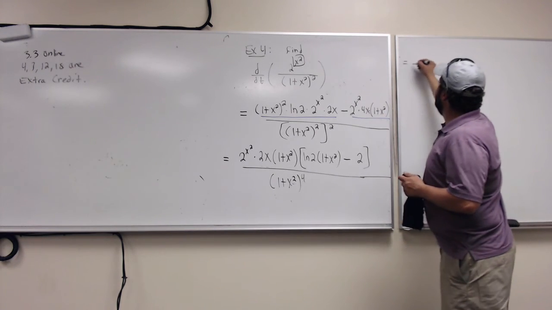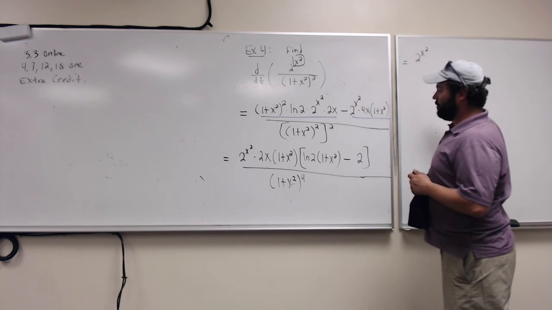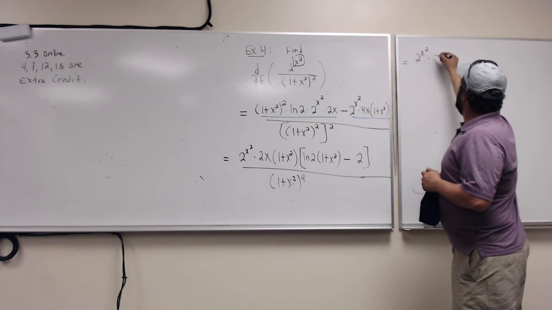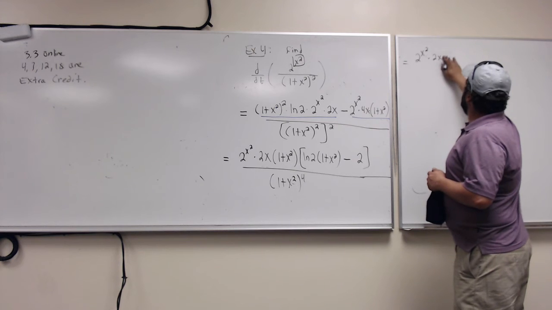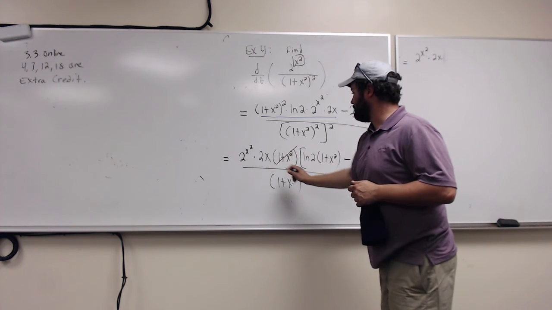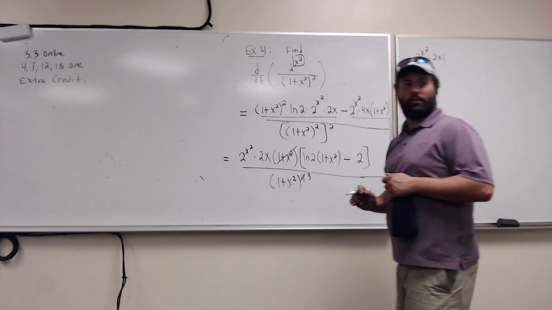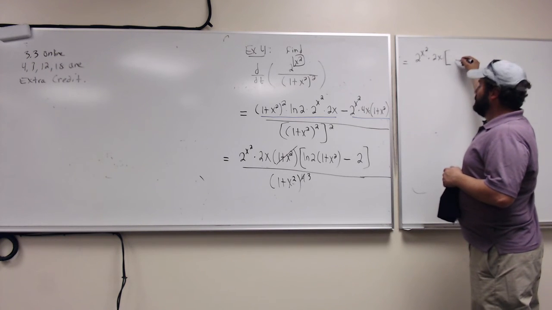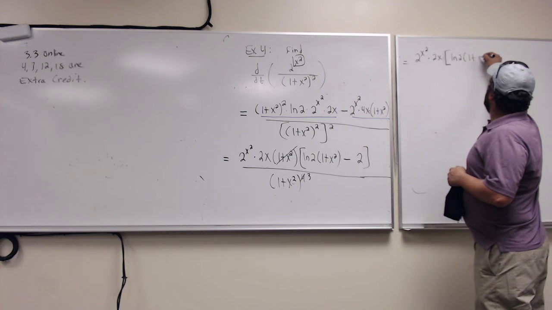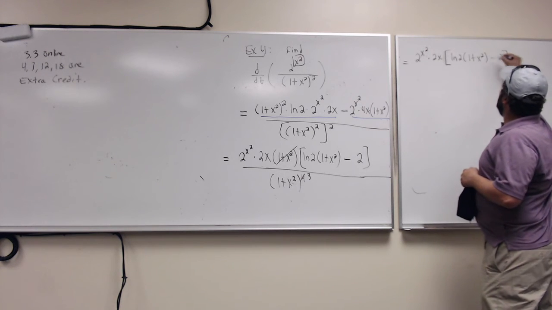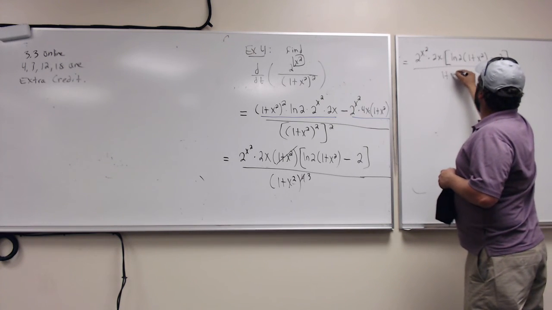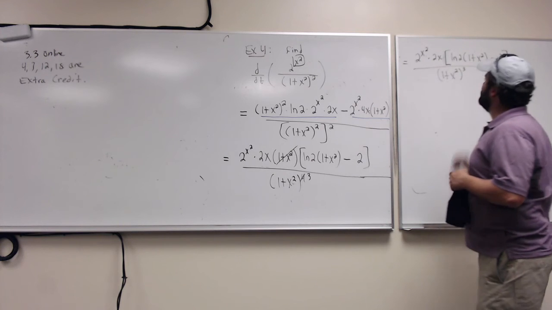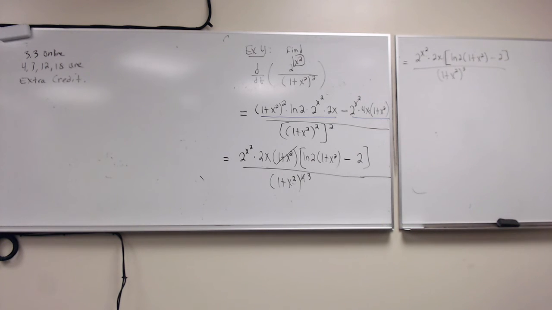So when you're done, it's 2 to the x squared times 2x times, and this 1 plus x squared is going to cancel, and that's going to become a 3. And then you'll have natural log of 2 times 1 plus x squared minus 2, all over 1 plus x squared to the third power. Okay. So this is a little bit of a preview of what we'll be doing a lot more of later.